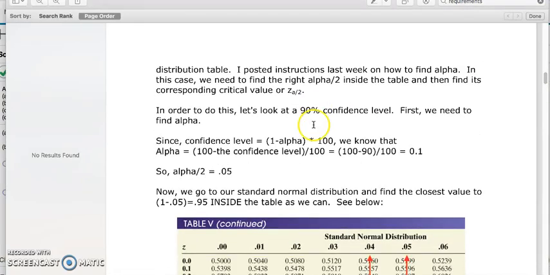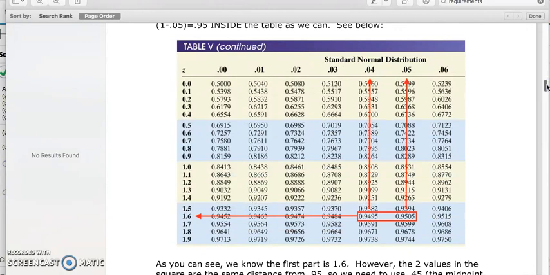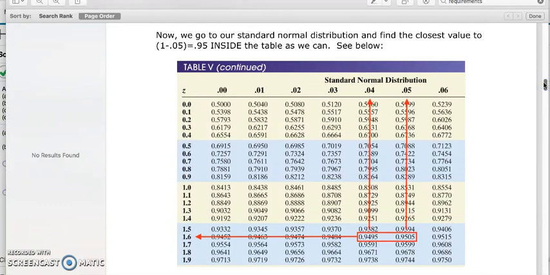Alpha, remember, is this number right here. 1 minus alpha times 100 equals your confidence level. The other way you could think of it is if I have a 90% confidence level, alpha is going to be 10 because that's 100 minus 90, and then divide it by 2. That gives us 0.05. So when you have a 90% confidence level, your alpha is 0.1, your alpha over 2 is 0.05. That means that we need to go down to our standard normal distribution table and find the closest value to 0.95 inside the table as we can.